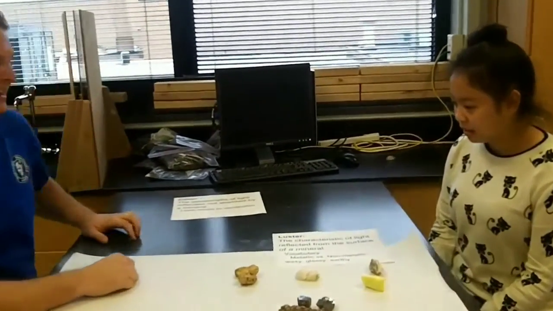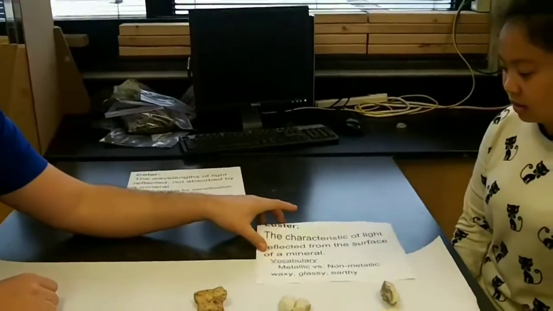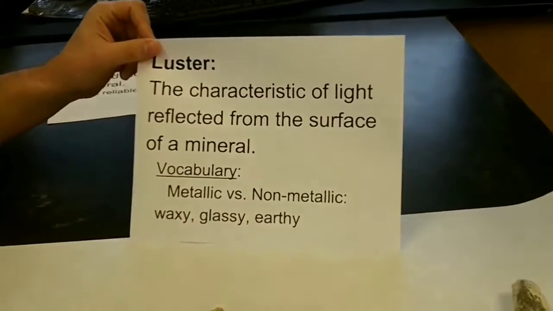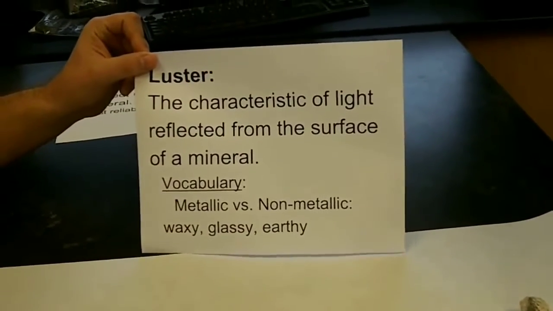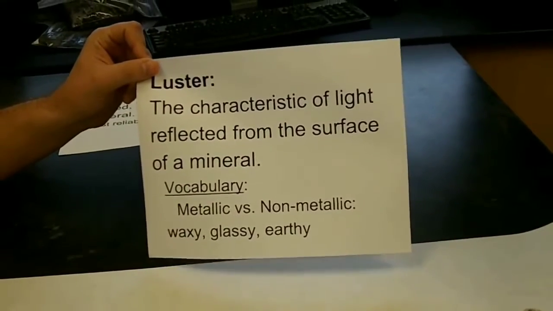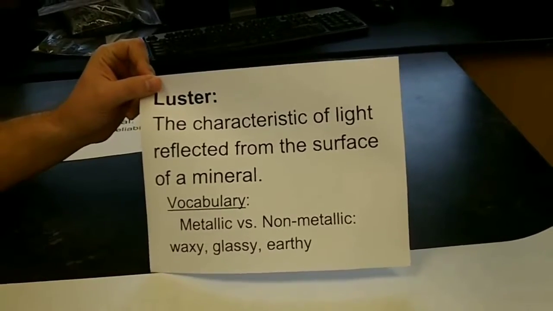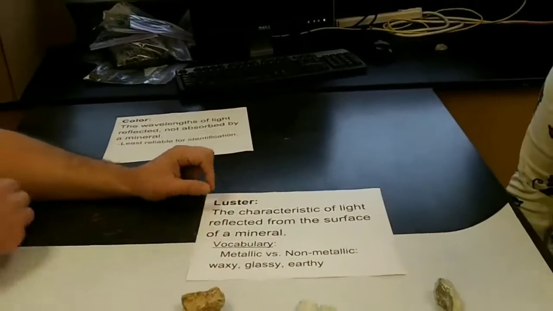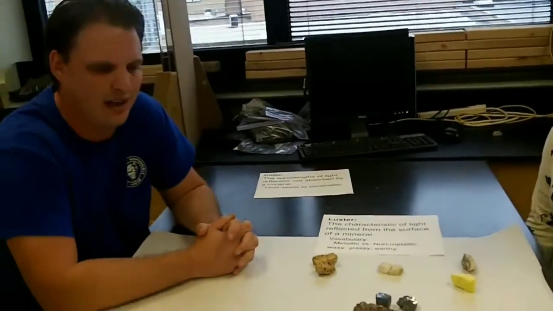This next one here is luster, and I'm just going to read the definition first, and then we'll talk about it. The characteristic of light reflected from the surface of a mineral. The characteristic of light reflected. So what do we think about that? Characteristic of light.